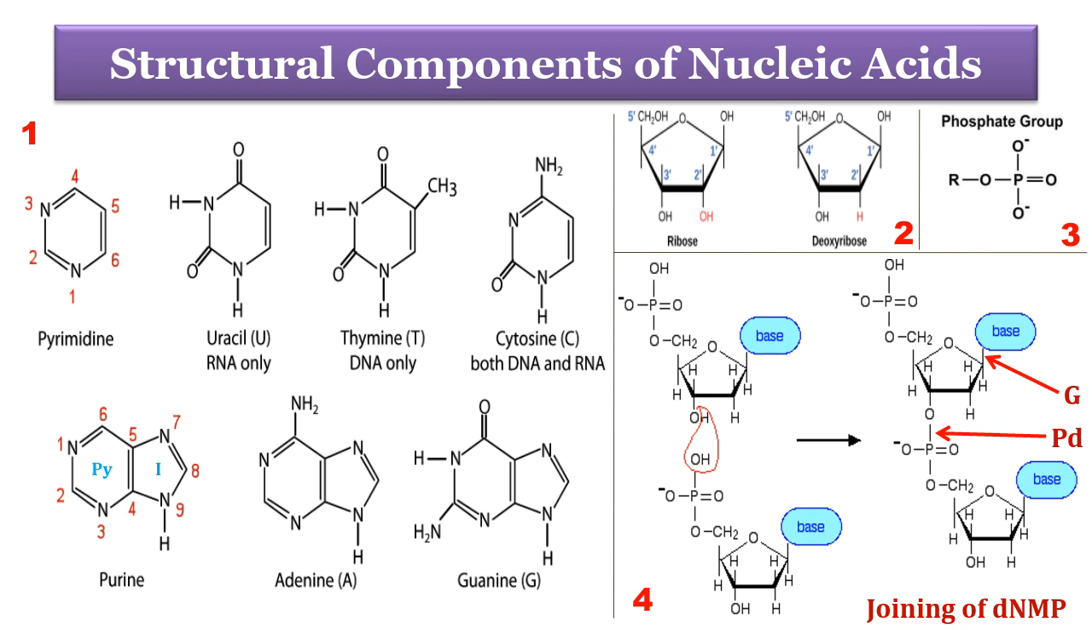Look at image number 1. The parent compound pyrimidine is a 6-membered heterocyclic ring which consists of 2 nitrogens as heteroatoms. You can see on the slide how the ring atoms are numbered for their positions. Pyrimidines are of three types, uracil, thymine and cytosine, of which uracil is only found in RNA and thymine is only present in DNA, whereas cytosine is found in both.